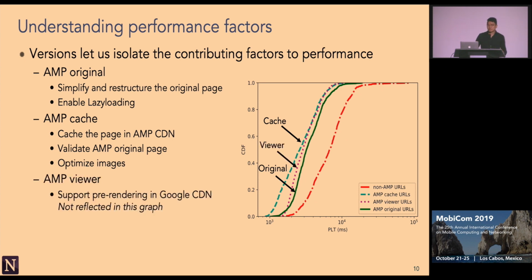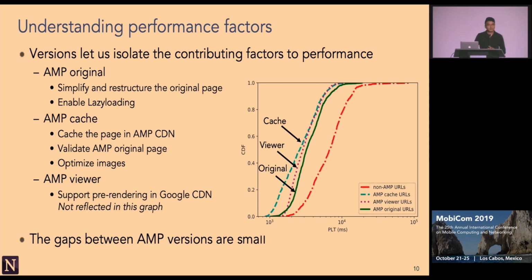The third one is the AMP viewer, which is primarily for pre-rendering. In the Google search result page, an AMP page is pre-rendered if there is at least one AMP page in the first viewport of the search result page. This is done automatically, so if you visit the pre-rendered page, you will enjoy almost zero delay. However, in this graph, we don't consider the impact of pre-rendering. We're going to talk about it later.